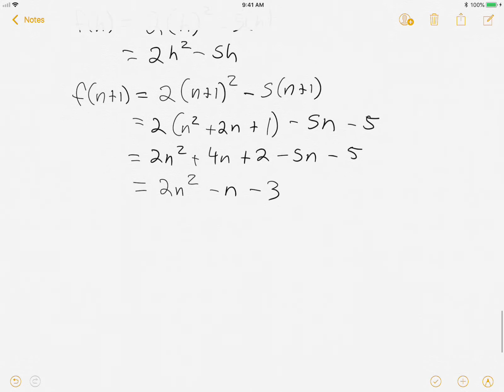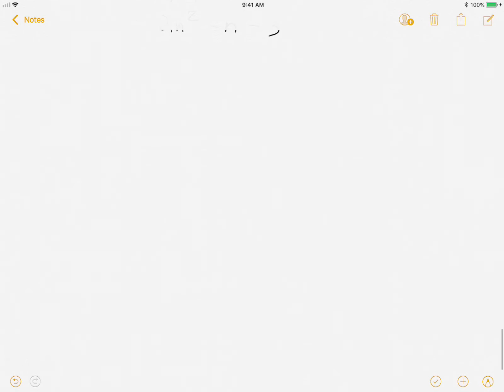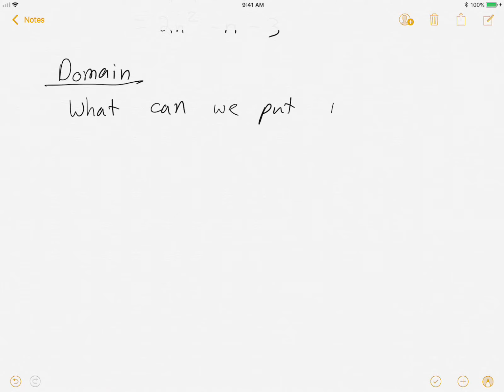So let's talk a little bit about domain and range. I've already said that the domain is what we put in, it's the x values, and the range is what we get out, or the y values. Let's talk specifically about the domain. What can we put in? Well, we're really not limited by anything except a couple different things. Things we cannot do algebraically: we cannot divide by 0.